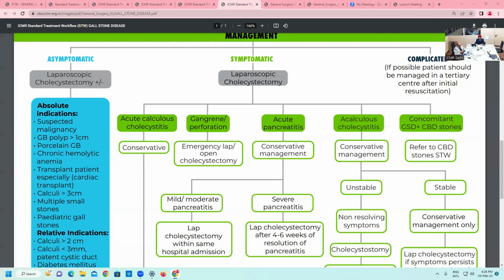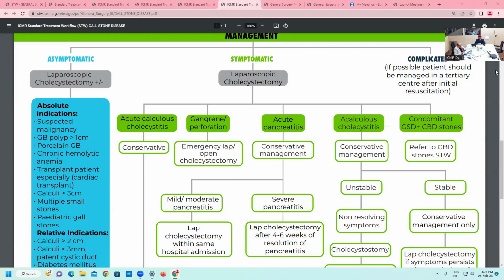Than 1 centimeter, then we must go for cholecystectomy because the chances of malignancies are higher. Then we have a porcelain gallbladder. We have a large stone more than 3 centimeters. The larger the size of the stone, they have more relation with the malignancies. Multiple small stones may likely slip into the common bile duct and cause obstructive jaundice.